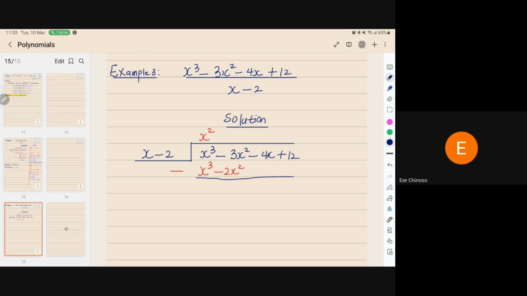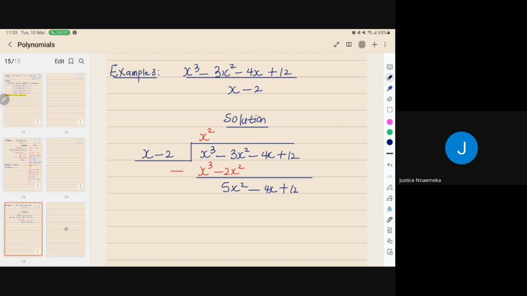So when I subtract here, 12 is going to come down. Minus 4x is going to come down. Then minus times minus is plus. Then minus 3 plus 2 will give us what? x squared. Good. Now we go again.